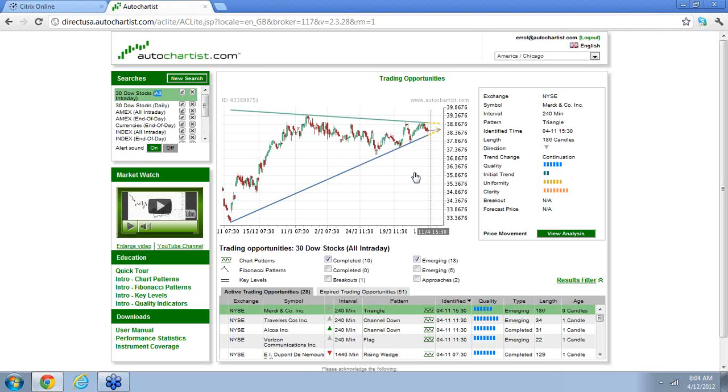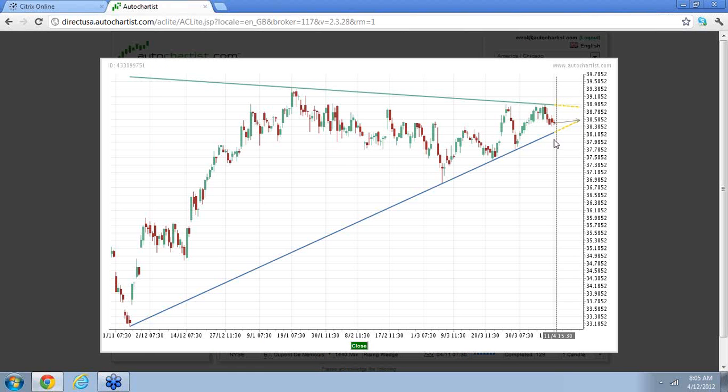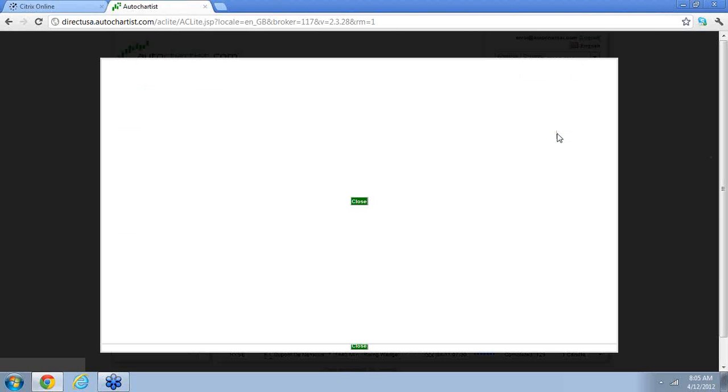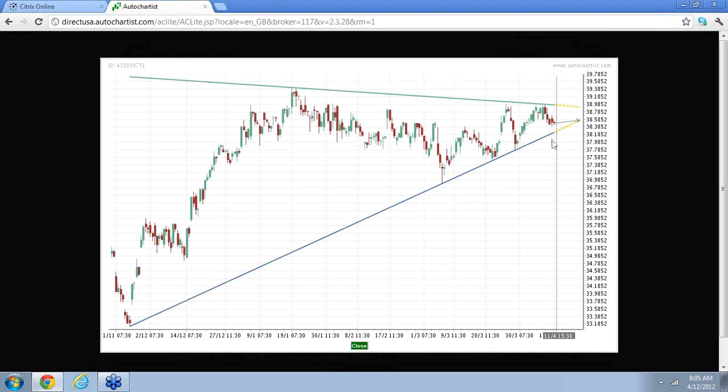What this is showing me on a triangle formation is that I could get a downside break in this market because it's an emerging pattern. I could be looking at a break through the support area. And if I have a bias to the downside and I can see all this red here, I know that the stock also is pointing to the downside.